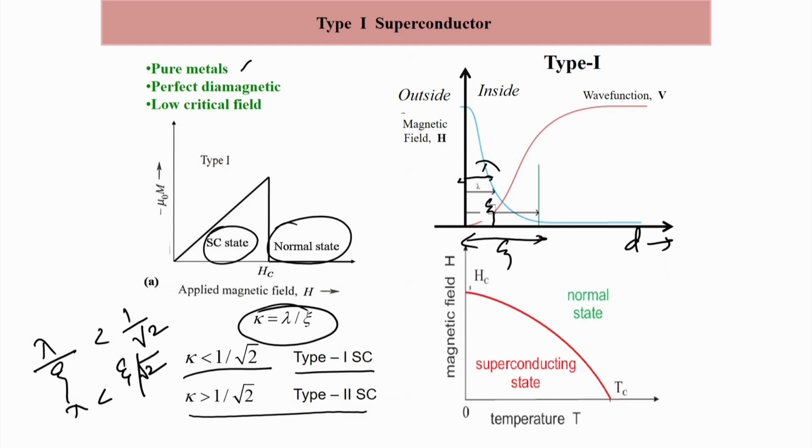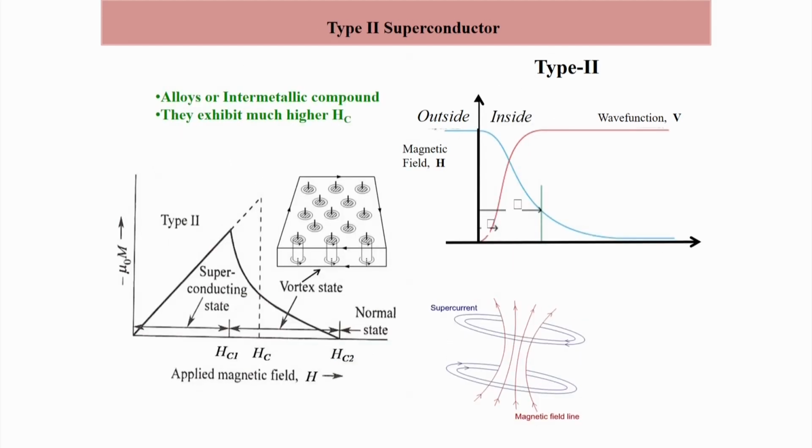And similarly, the magnetic field versus temperature diagram shows that the regime bounded by the red line is called a superconducting state, and above that is a normal state. So, there is a Tc beyond which superconductivity is destroyed, and there is also an Hc beyond which superconductivity is destroyed. And so, these are type 2 superconductors.